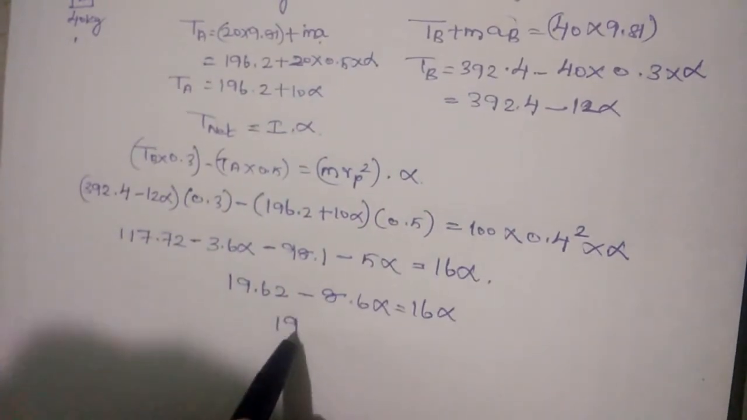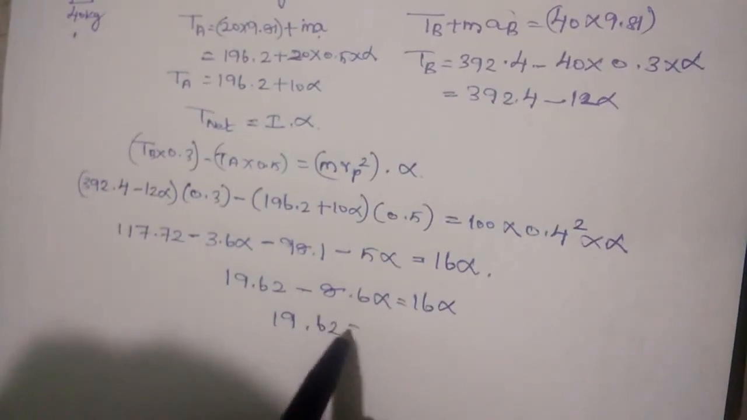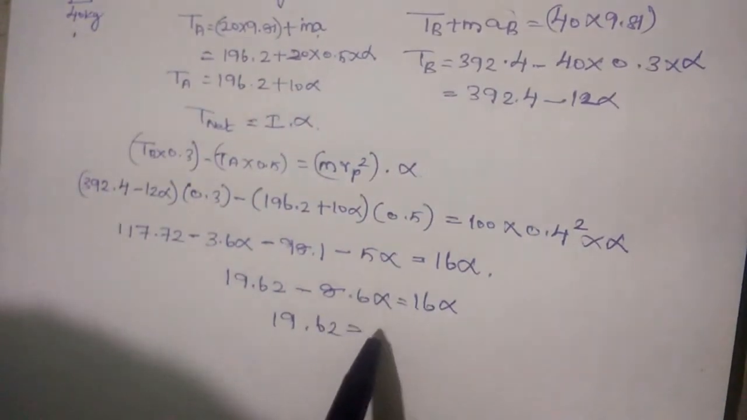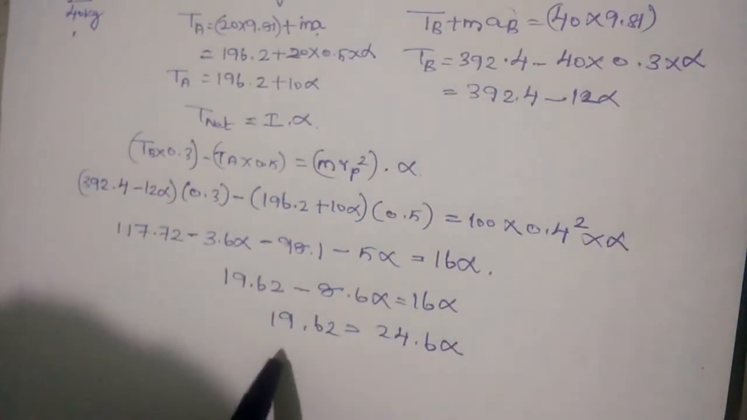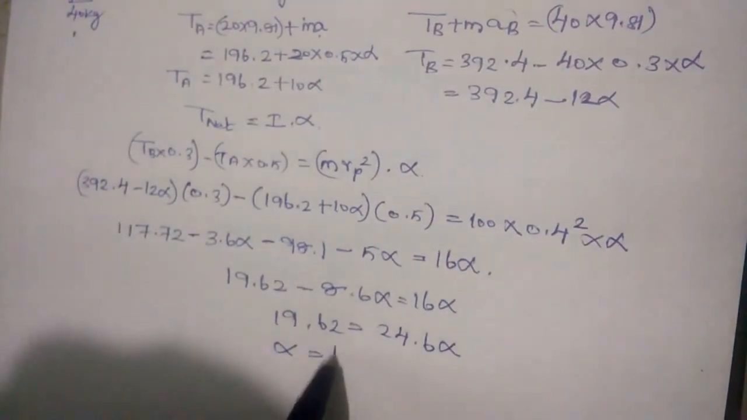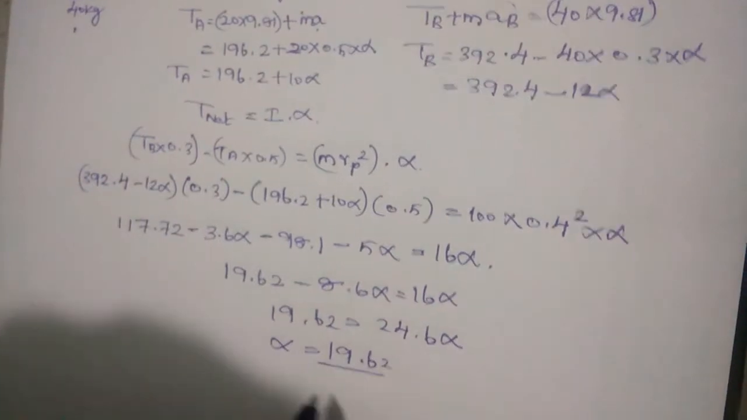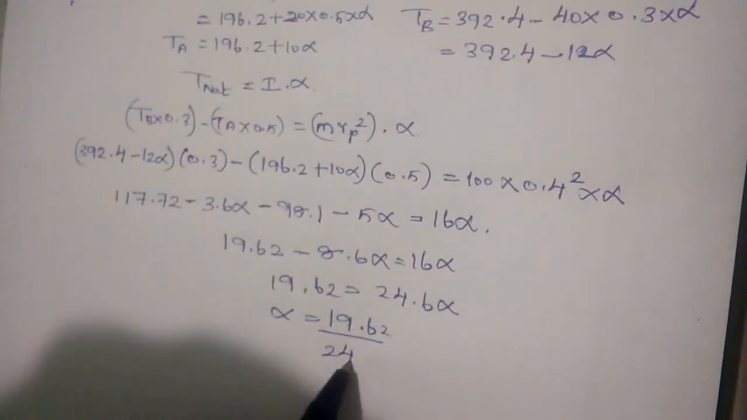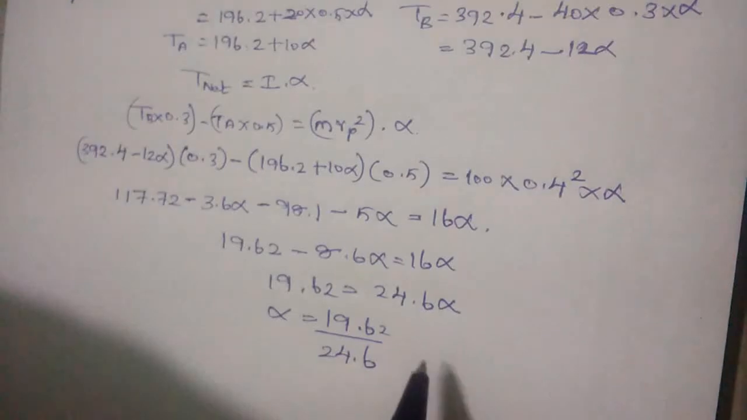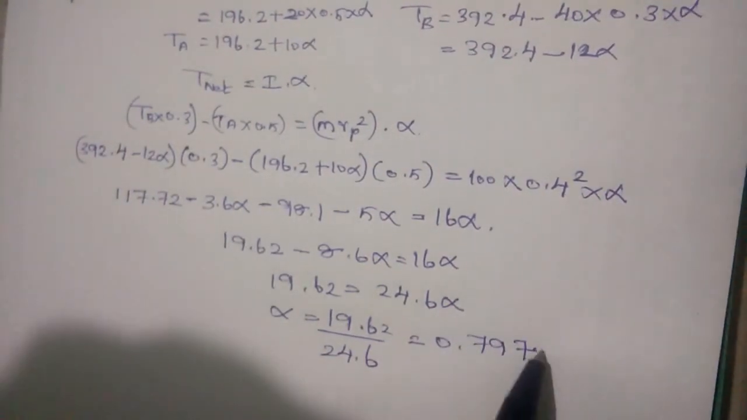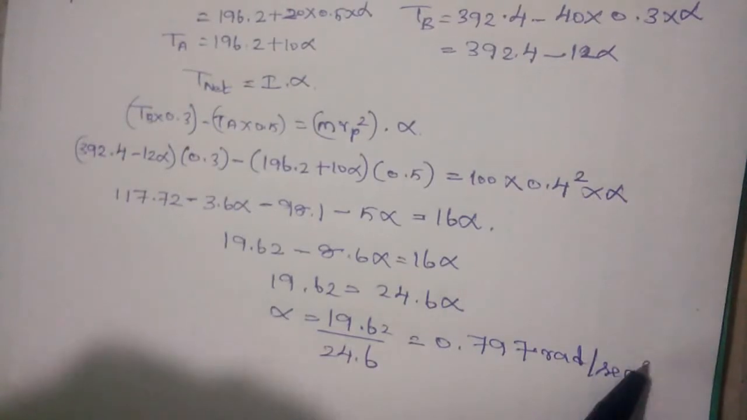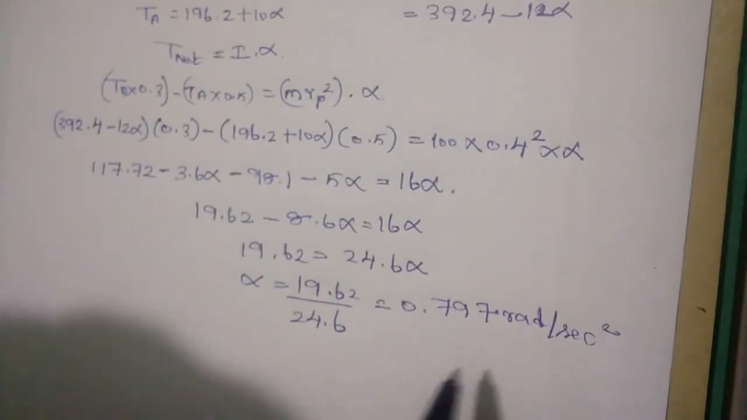Therefore, 19.62 is equal to 24.6 alpha. Therefore, alpha is equal to 19.62 divided by 24.6, which is 0.797 radians per second squared. This is the angular acceleration of the pulley.